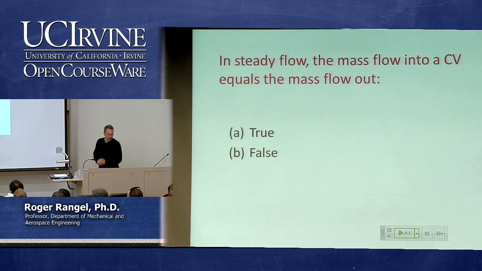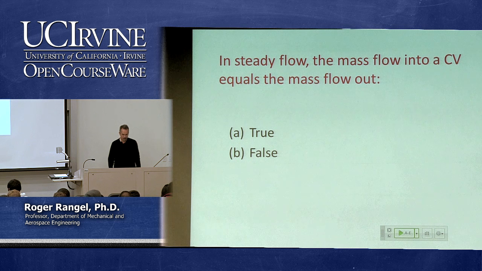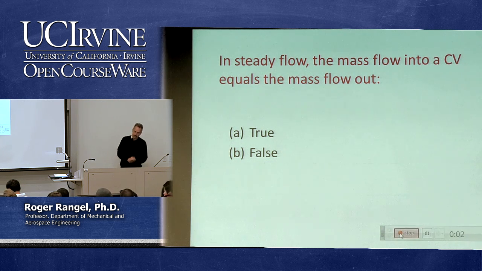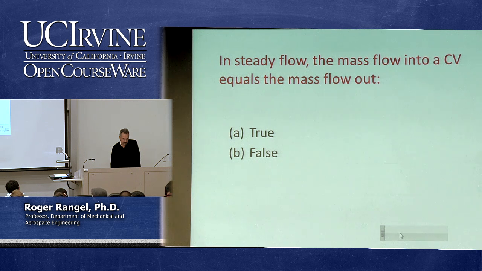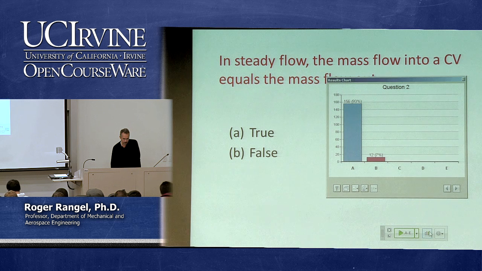In steady flow, the mass flow into a control volume equals the mass flow out. True or false? And I better click this. Okay, and this will be quick. You're already answering. 3, 2, 1, 0. In steady flow, the mass flow into a control volume equals the mass flow out. Yes, indeed true. All right.